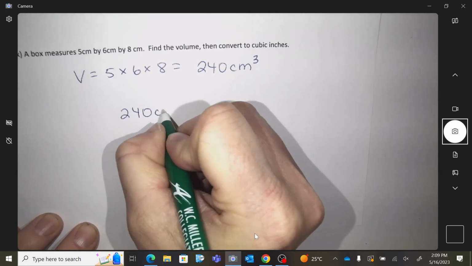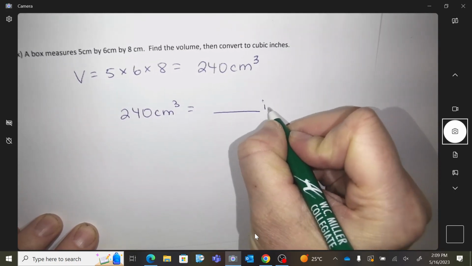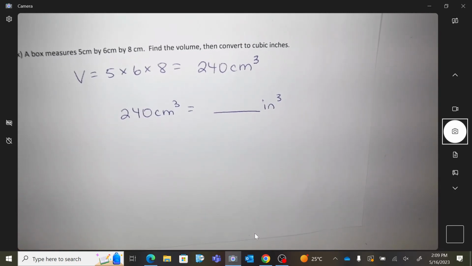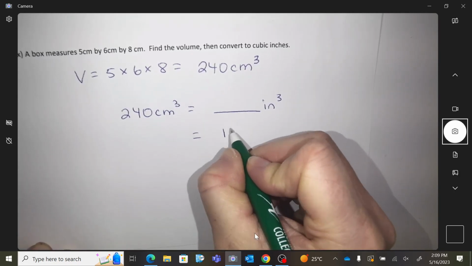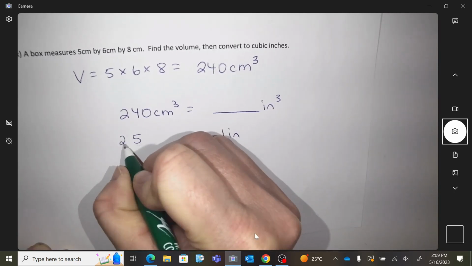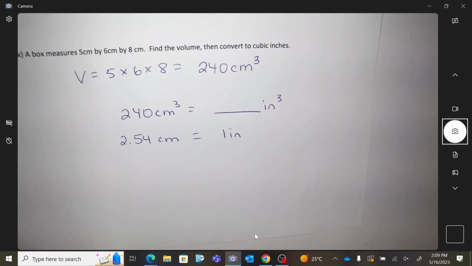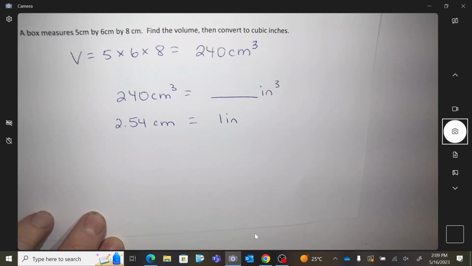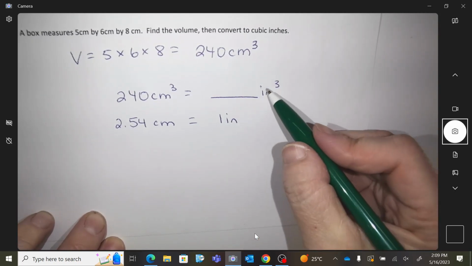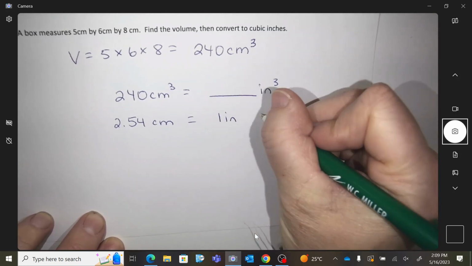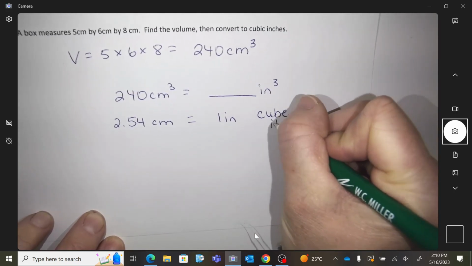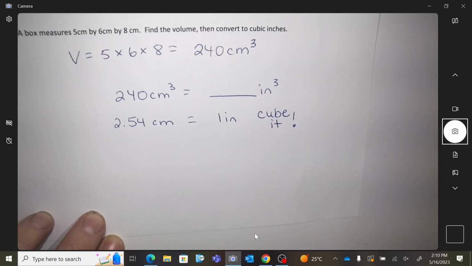Okay, so we figured out the volume in cubic centimeters, but I end up wanting to get it in cubic inches. Okay, what do I know? Formula sheet, 1 inch equals 2.54 centimeters. Okay, my stacks don't match with each other. So how am I going to do a match? I'm going to have to cube it. Because, right, it's cubed.